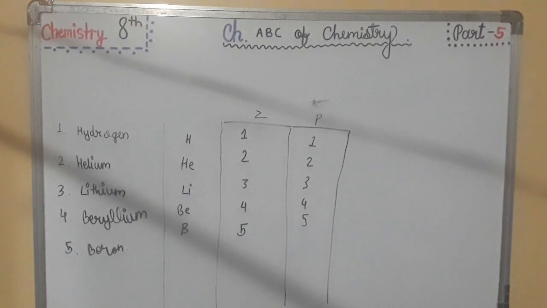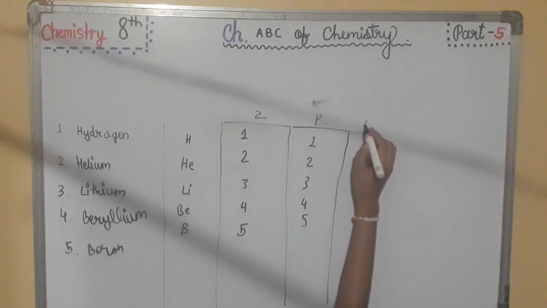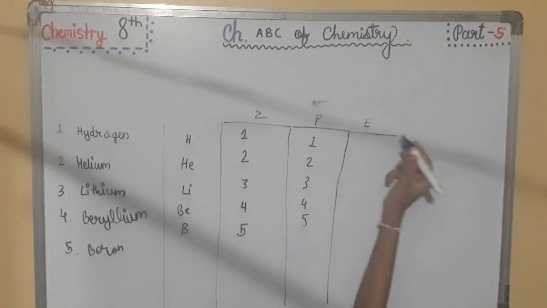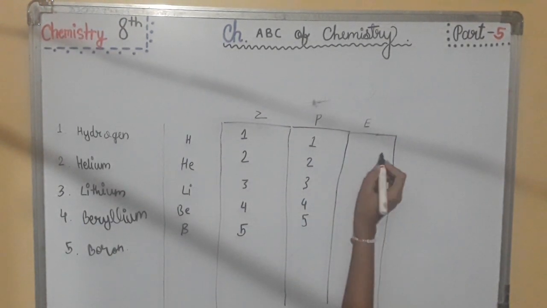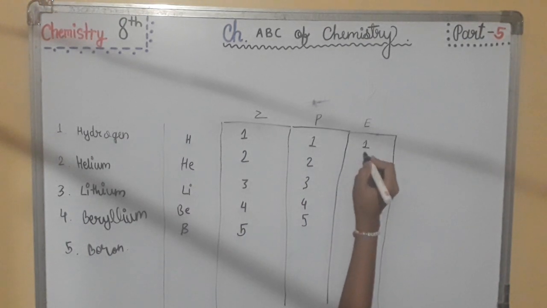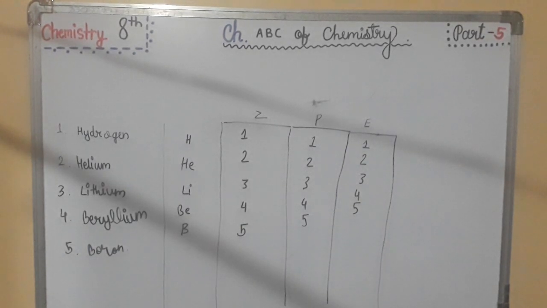After that, number of electrons in neutral atom. Number of electrons and protons are equal to the atomic number. So electrons will be 1, 2, 3, 4, 5 respectively to the elements from 1 to 5 of periodic table.